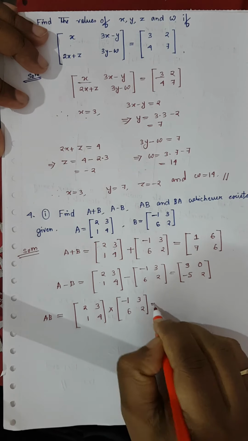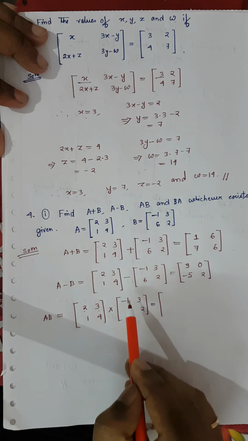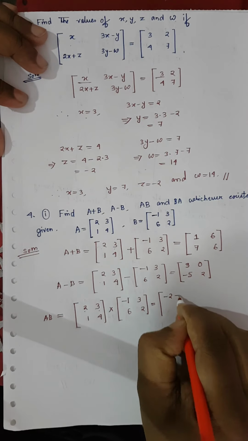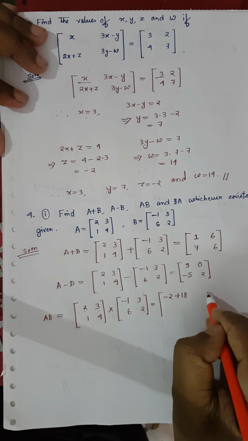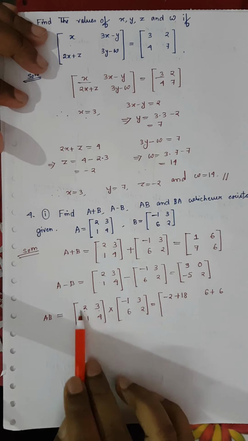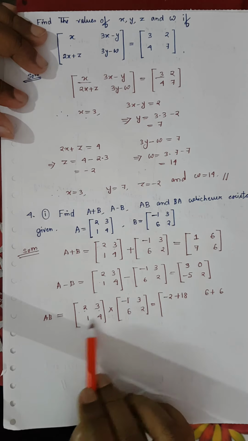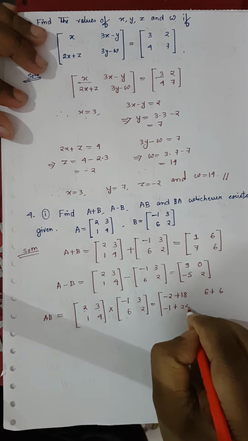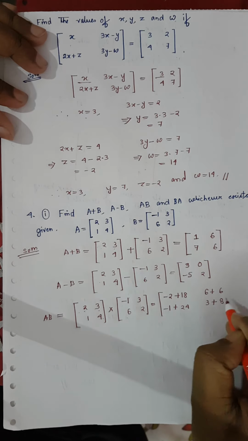So see here, 2 3 are the elements of the first row and minus 1 6 are the elements of the first column. So 2 into minus 1, it is minus 2, plus 3 into 6, it is 18. Similarly, 2 into 3, it is 6, and 3 into 2, it is again 6. So first row first column, first row second column. Now second row, first column. 1 into minus 1, it is minus 1, and 4 into 6, it is 24. 1 into 3, it is 3, and 4 into 2, it is 8.